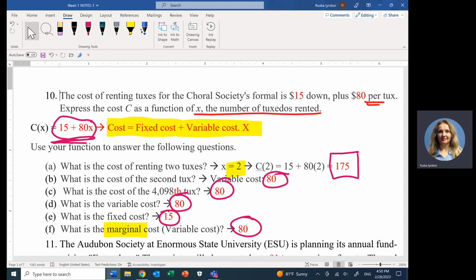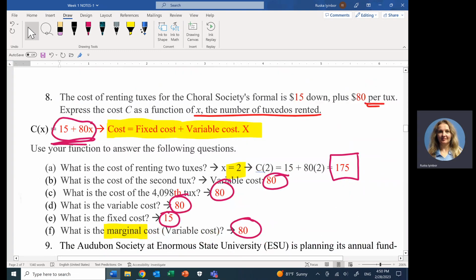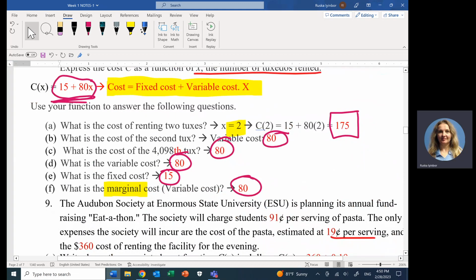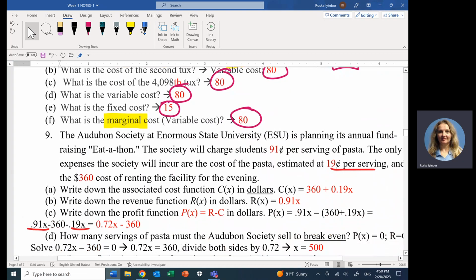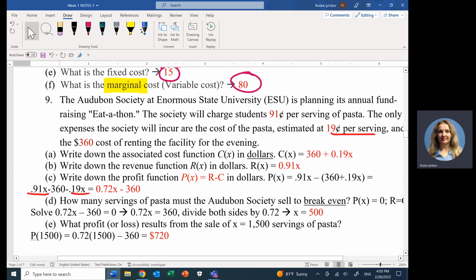Oh, actually not 10, this was number 8. Sorry, let me delete that. I just moved them down. So that was number 8 from the handout. Next one is number 9, and number 9 has another application. We have to read this again.